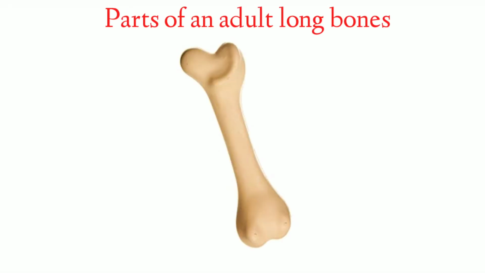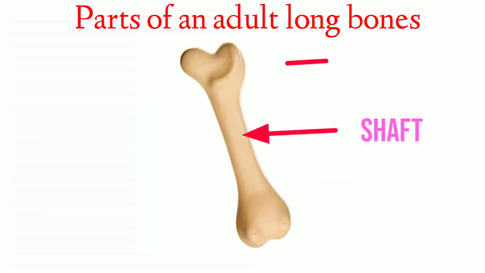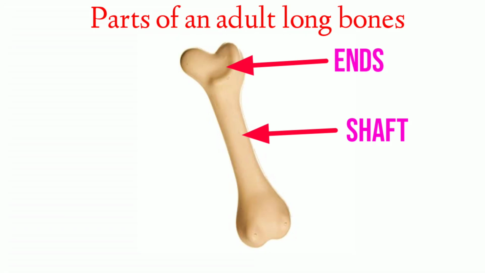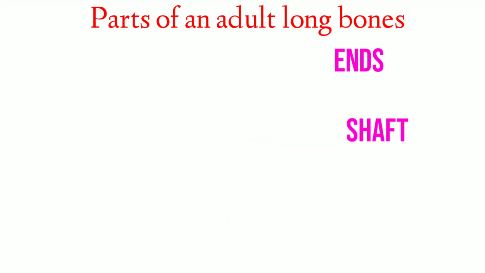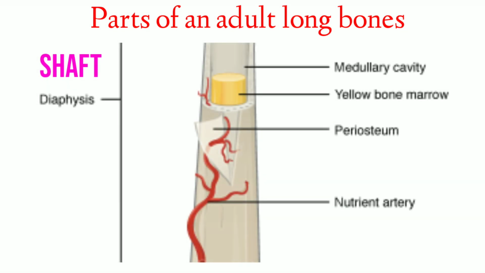Now let's see the parts of an adult long bone. There are two major parts. One is the shaft and the other is the ends of long bones. The shaft is also called diaphysis and the end is also called epiphysis. The shaft has an outer periosteum, which is a covering layer, the middle cortex, which is made up of compact bone, and the inner medullary cavity.